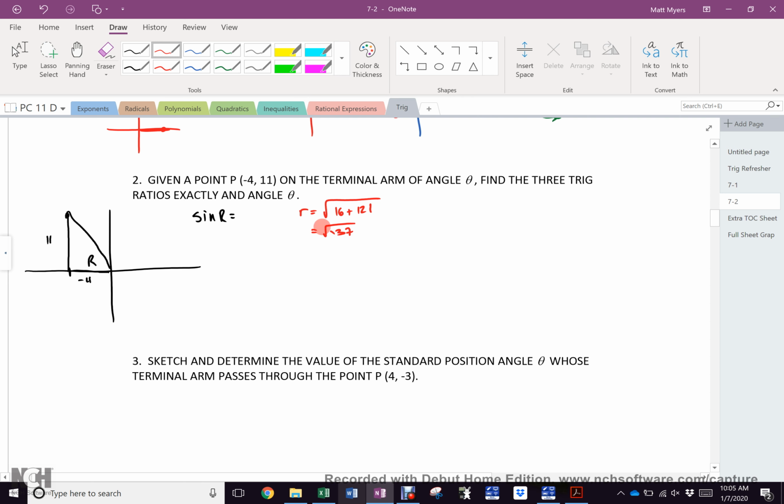So there's our r. So what is the sine? 11 over what? Root 137. Now, what is then cos? Negative 4 over root 137. And what is tan?